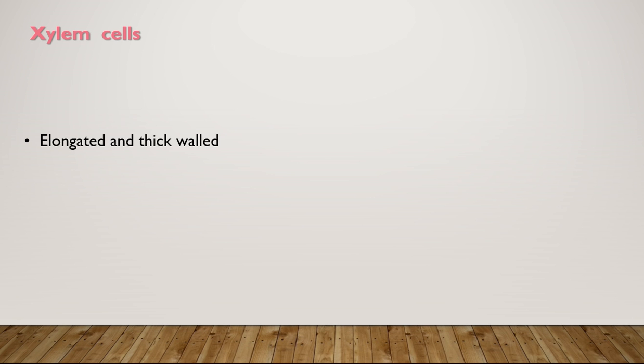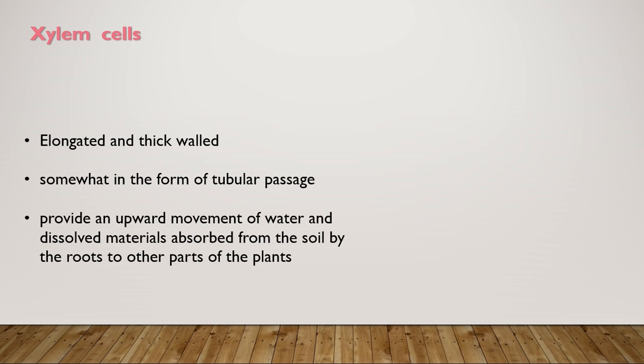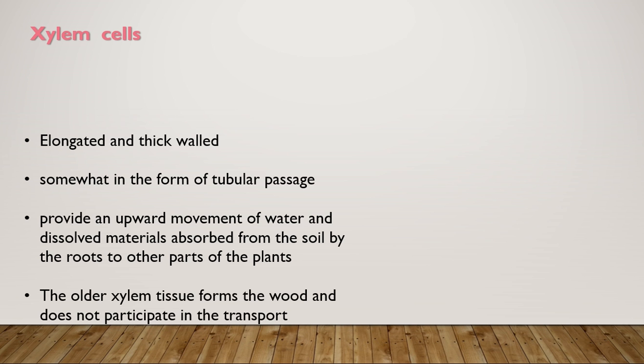The xylem cells are elongated and thick-walled. They are somewhat in the form of a tubular passage. Just like a pipeline, they provide an upward movement of water and dissolved materials absorbed from the soil by the roots to other parts of the plant. The older xylem tissue forms the wood and does not participate in the transport.